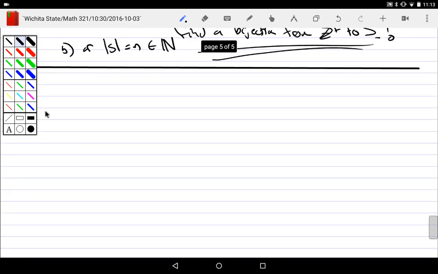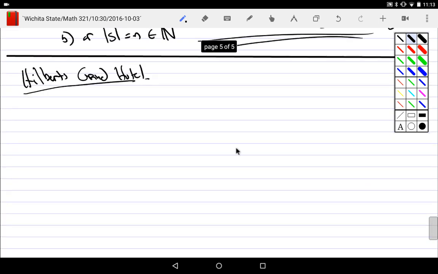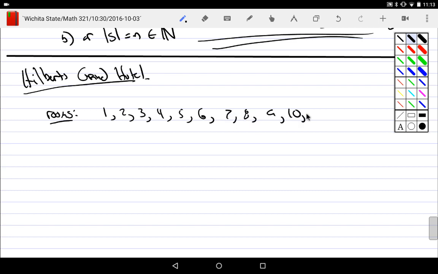So let's have a little game. Hilbert's Grand Hotel. In Hilbert's Grand Hotel, we have rooms which are numbered 1, 2, 3, 4, 5, 6, 7, 8, 9, 10, dot, dot, dot. So counting numbers. So you're the manager of Hilbert's Grand Hotel. You have an infinite number of rooms.